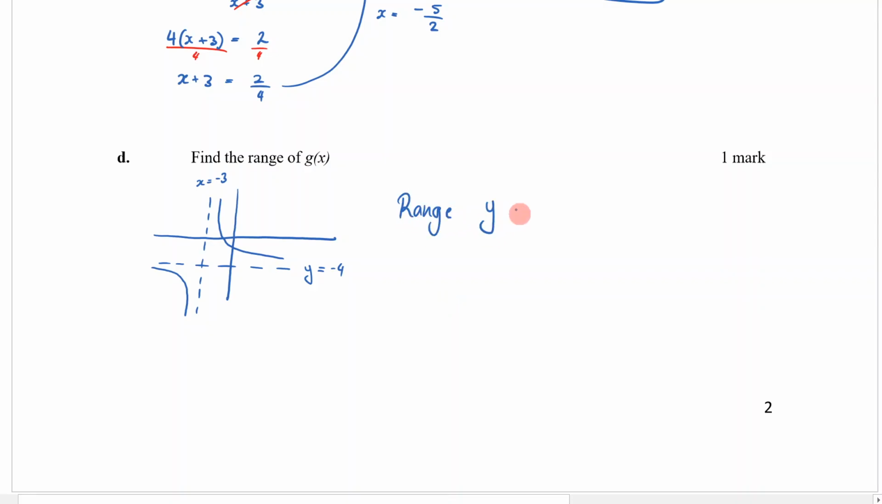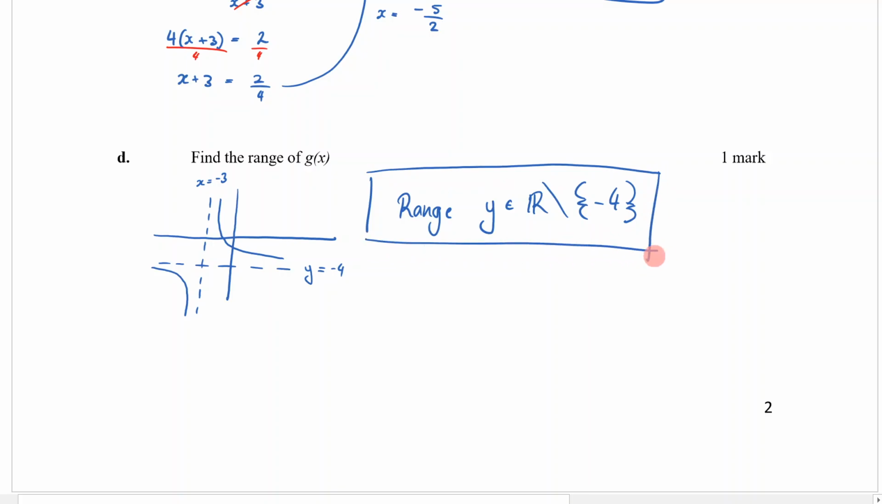realizing that my range is all the possible y's, is going to be all my y values except for negative 4. So y is all real numbers except for negative 4. And that is going to be my answer. Now it's only worth 1 mark, so make sure you've got everything correct in that. So you've got the all real numbers, the slash, and then the correct brackets as well. And there you go, there is your 1 mark.